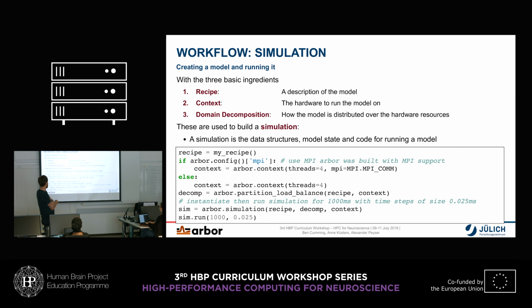And here you can see this is a very nice feature. Depending on how Arbor was configured, we can decide at runtime whether we want to use MPI or not. We don't have to recompile Arbor or use a different version of Arbor depending on whether we want to use MPI or not. You still get the choice about exactly how you want to run it from a single installation of Arbor.